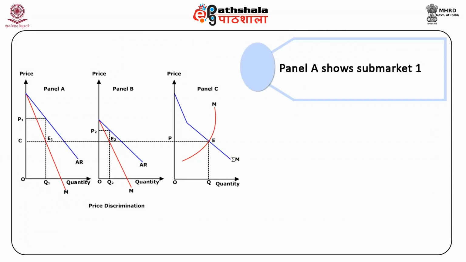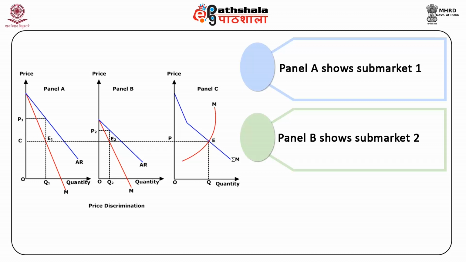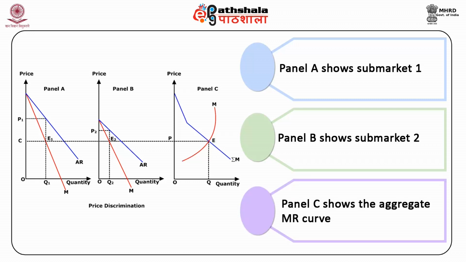In the figure, panel A shows sub-market 1 where AR1 and MR1 are the corresponding average revenue and marginal revenue curves. Panel B shows sub-market 2 where AR2 and MR2 are the corresponding average revenue and marginal revenue curves. Panel C shows the aggregate marginal revenue curve, which is derived by horizontal summation of the marginal revenue curves of sub-markets 1 and 2. MC is the marginal cost of production.